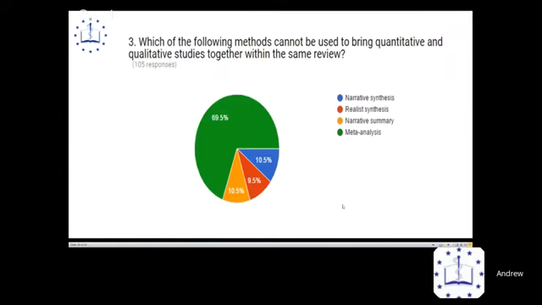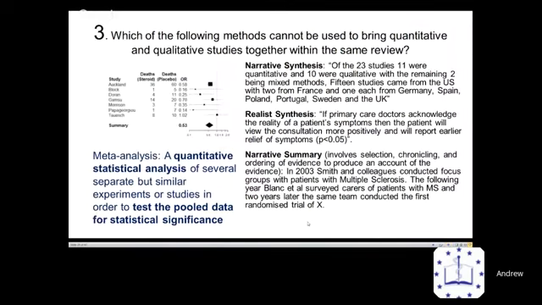Now, I asked you the question as a pre-test, which of the following methods cannot be used to bring quantitative and qualitative studies together within the same review? Many of you correctly identified that meta-analysis is a quantitative method. You could comment on the studies, but you couldn't actually bring the studies together within the same review. And so that was the correct answer there. And here is the justification.